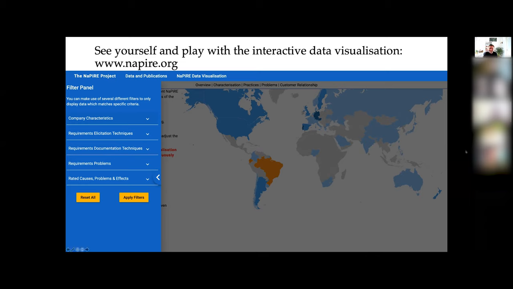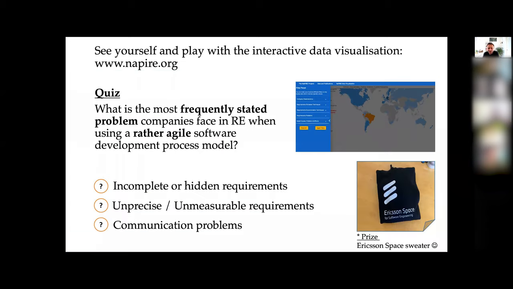Now, let me try this. Let's directly jump to the quiz. I would like you to find out the following just by using that filter panel and exploring the data. And as I said, you can win something, and this is true. I stole one of our favorite, because they're very limited, CERT sweaters from the Ericsson Space Laboratory that we have built. And this is what I would like to give you in case you get this correct.